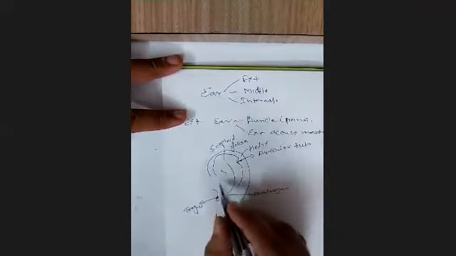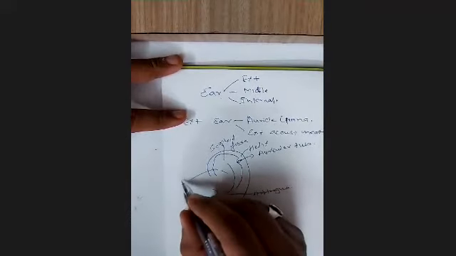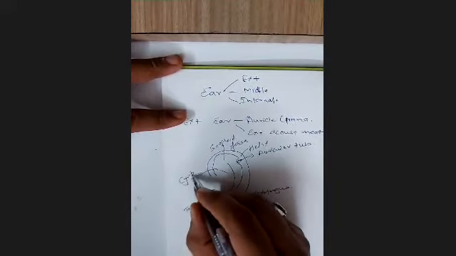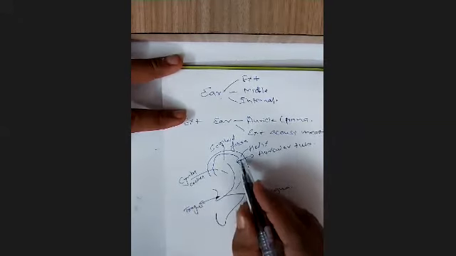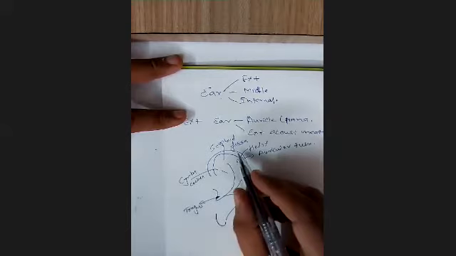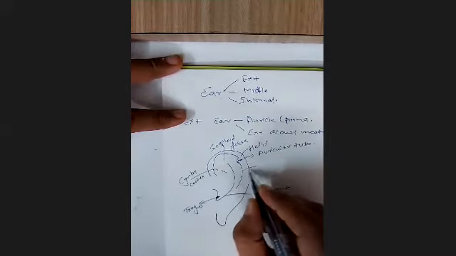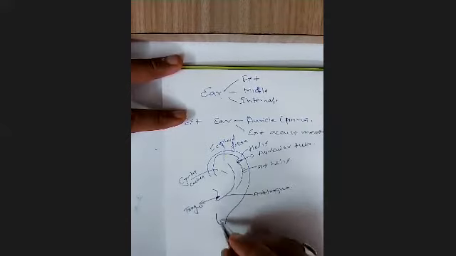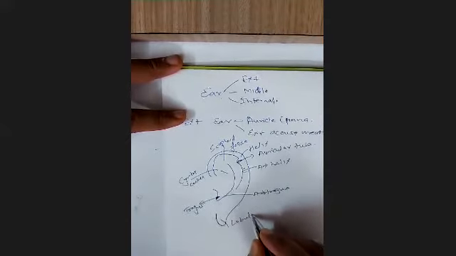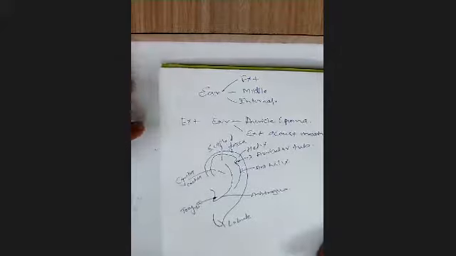Okay, this part here is called as cymba conchae. At least you should remember tragus, antitragus, helix. Okay, if this is helix, then this part is called as antihelix, and this lower down part is called as lobule.